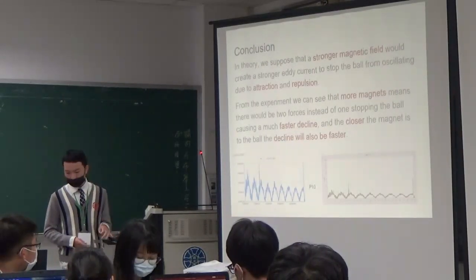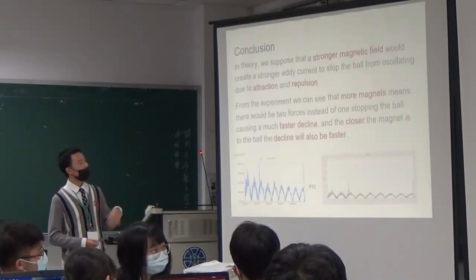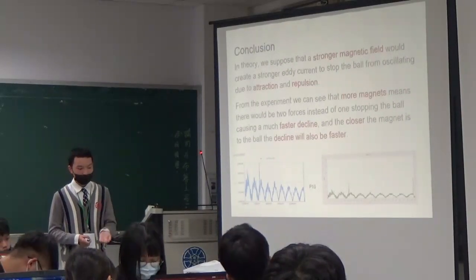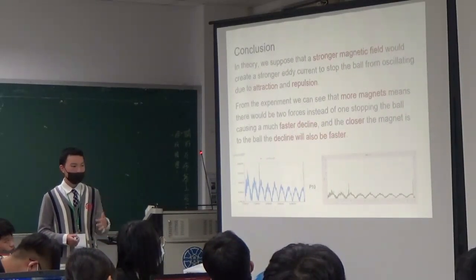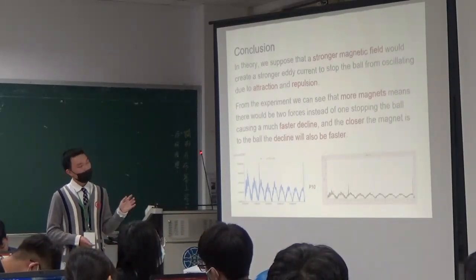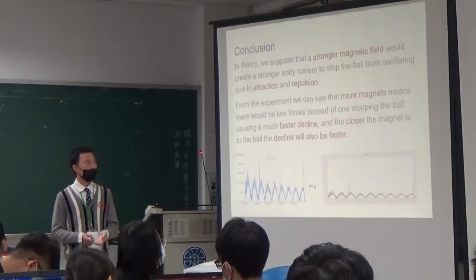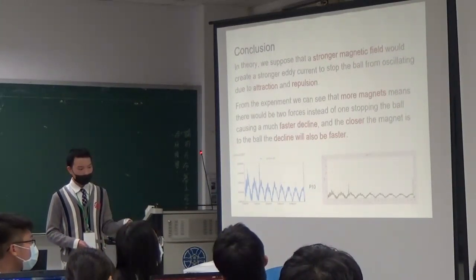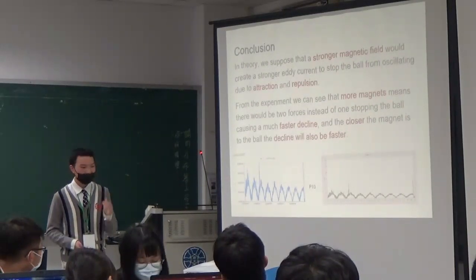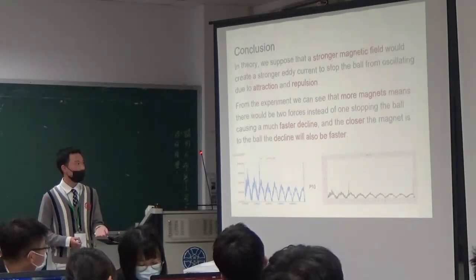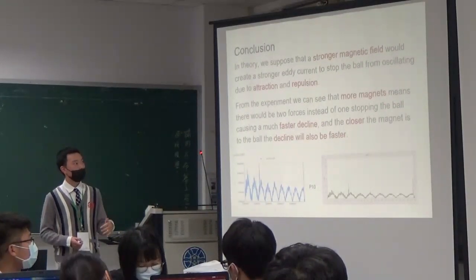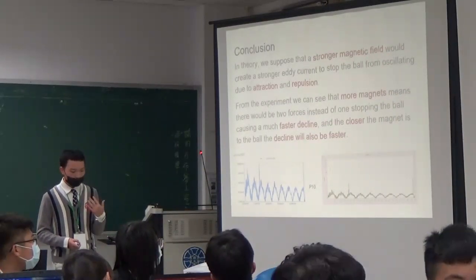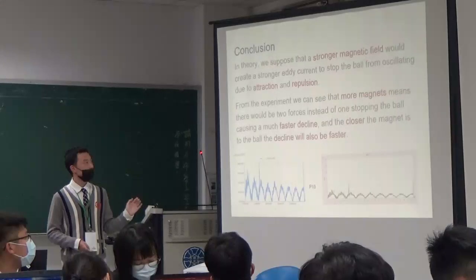So our conclusion for this is, first, in theory, or the eddy current theory, we suppose that a stronger magnetic field will cause a more observable eddy current, or a larger gradient in magnetic flux, which will cause the eddy current to be stronger, and the eddy current will also stop the ball from oscillating because of the attraction and repulsion, which we can see from the experiment.